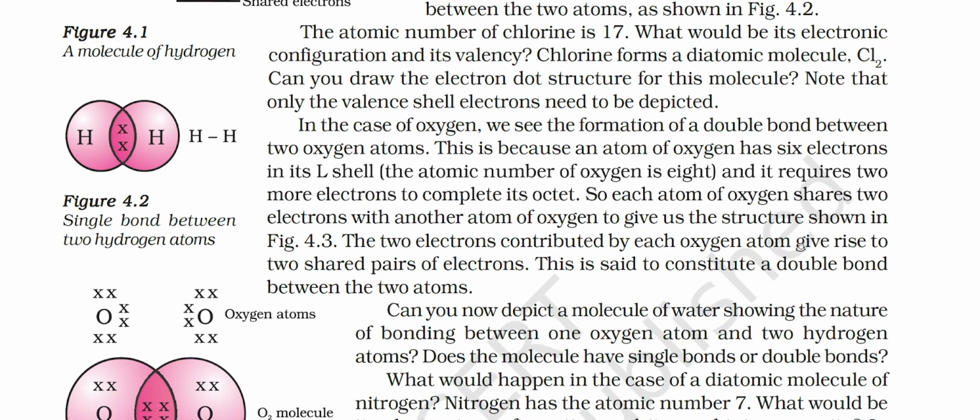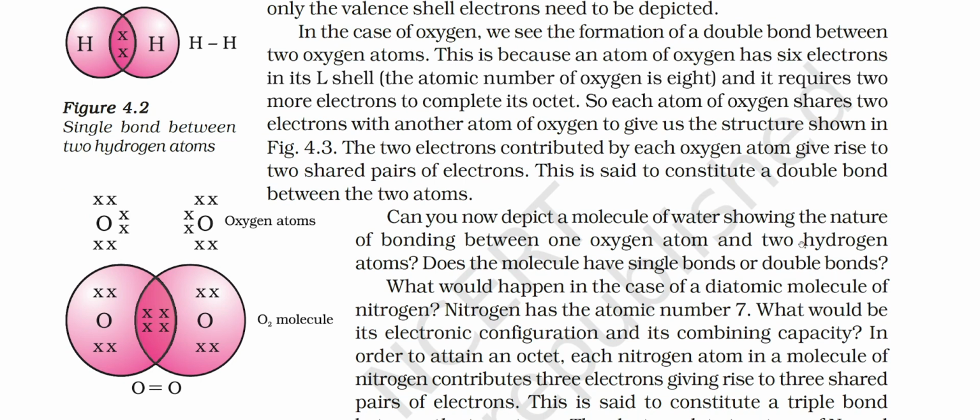The atomic number of chlorine is 17. What would be its electronic configuration and its valency? Chlorine forms a diatomic molecule, Cl2. Can you draw the electronic dot structure for this molecule? Note that only the valence shell electrons need to be depicted.